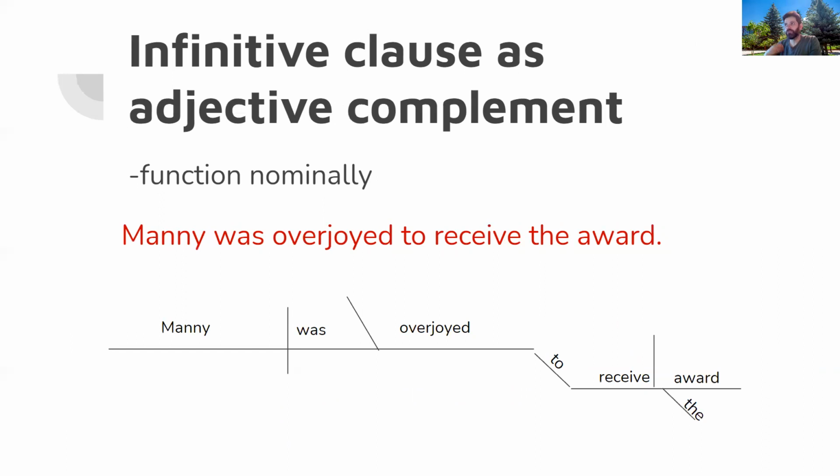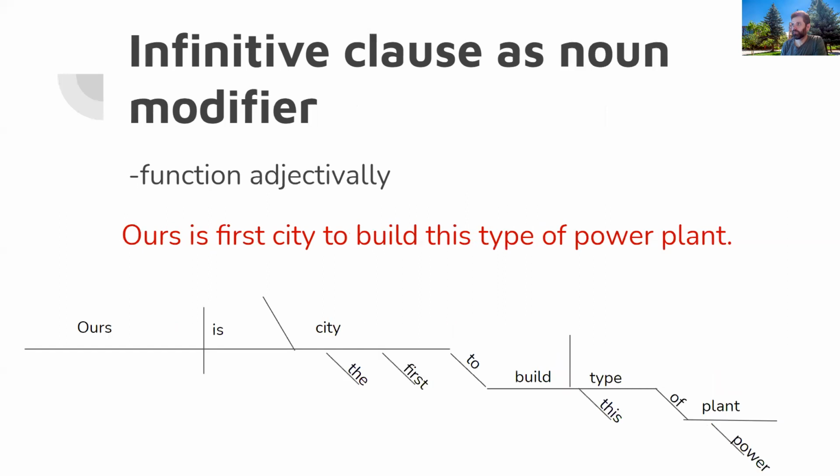Okay. But we could also use an infinitive slot in that same position. So here we have Manny was overjoyed to receive the award. And to receive the award is modifying his feeling of overjoy, being overjoyed. So again, this could be Manny was overjoyed that he received the award. But if we want to take he received and put it in infinitive form, we drop the tense, we change it to receive, okay? And we don't need Manny anymore because it's already in there. So we just have Manny was overjoyed to receive the award.